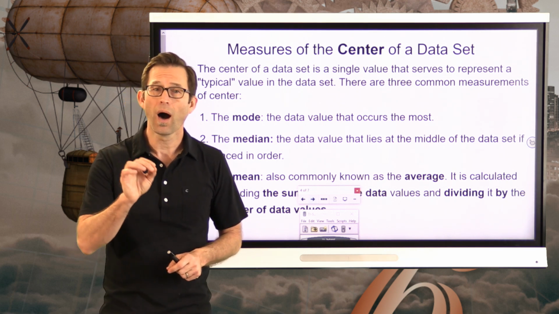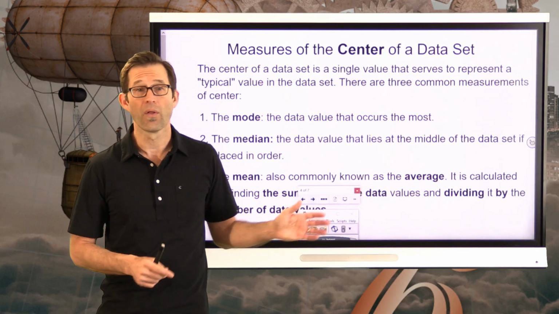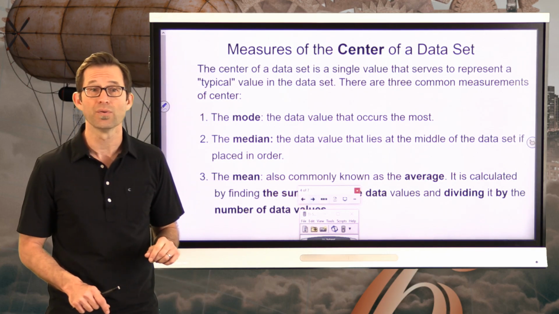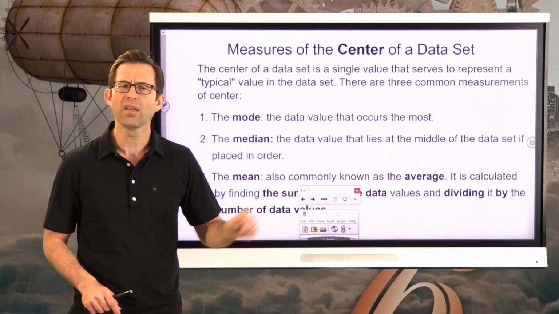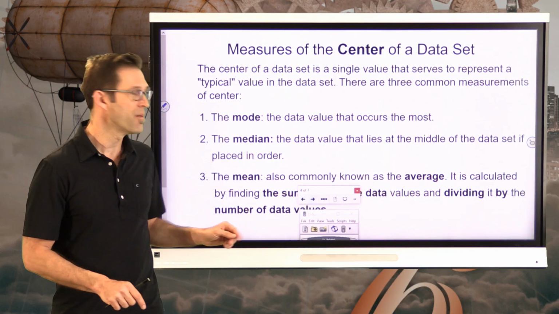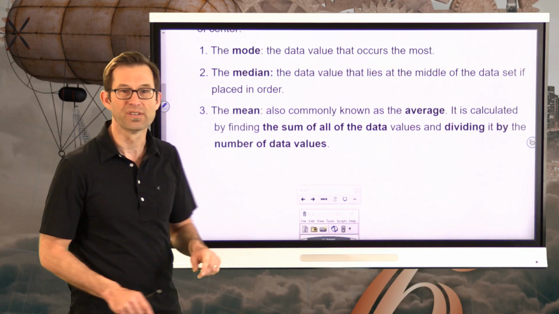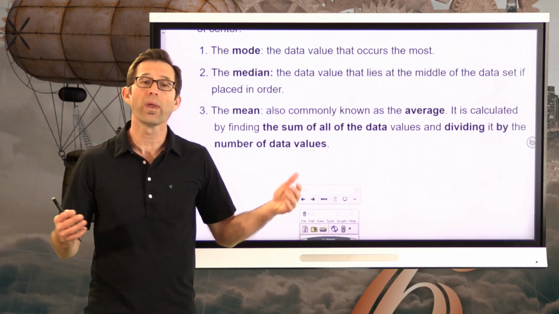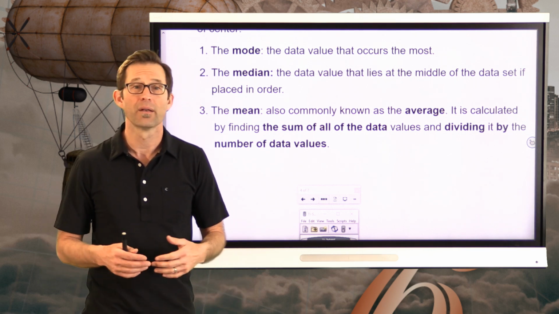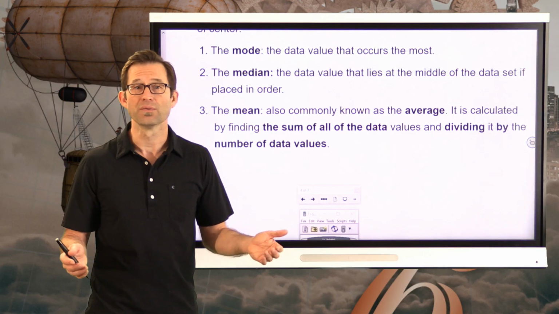But the 3 most common measures of center, the only ones that you're responsible for knowing, really all the way through high school, are the mode, which we just talked about, the data value that occurs the most, the median, which is the data value that lies right in the middle of a data set if you put it in order, and the mean, which is what most of the time in the real world we call the average, right? The mean is simply calculated by finding the sum of all the data and then dividing it by how many data values there are.